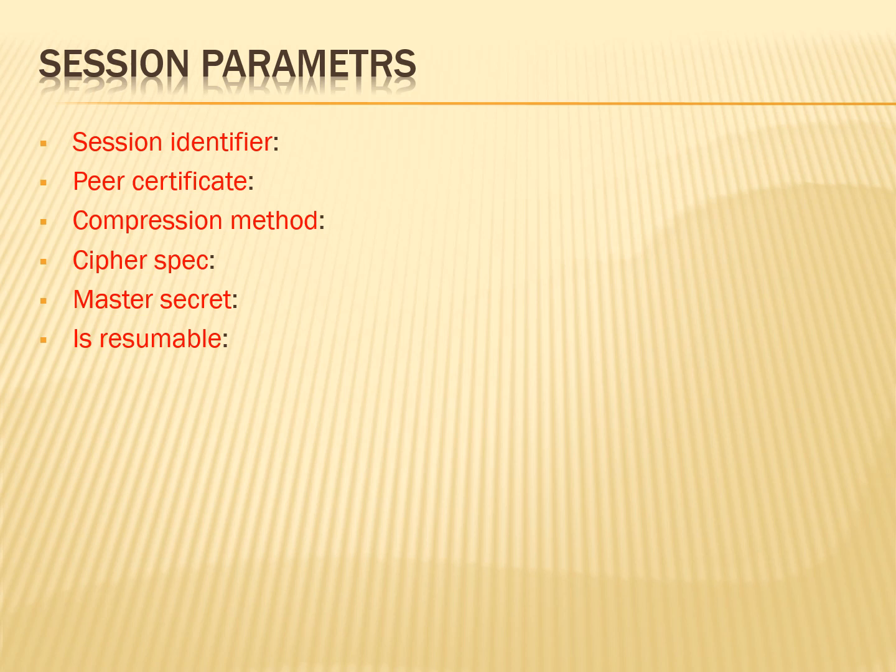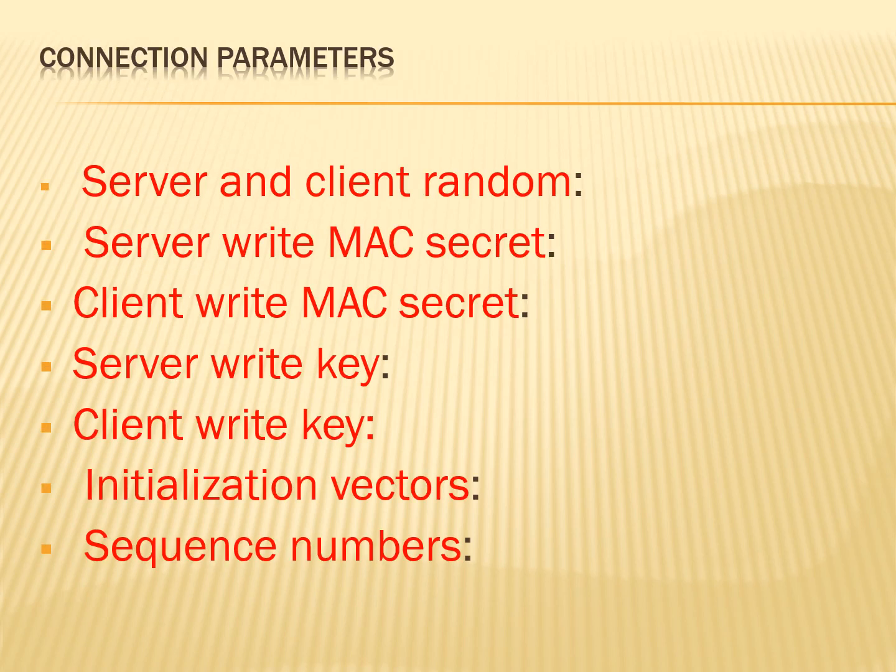Cipher spec. This specifies the bulk data encryption algorithm and a hash algorithm, mainly used for MAC calculation. It also defines cryptographic attributes such as the hash size. Master secret. This is a 48-byte secret shared between the client and the server. Is resumable. A flag indicating whether the session can be used to initiate new connections.